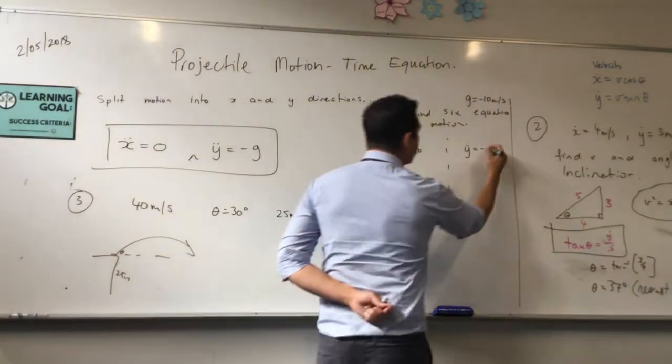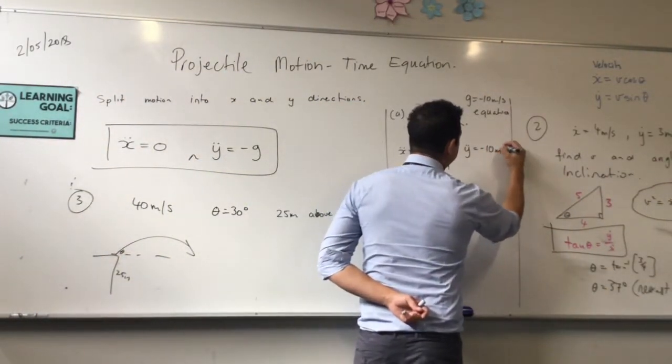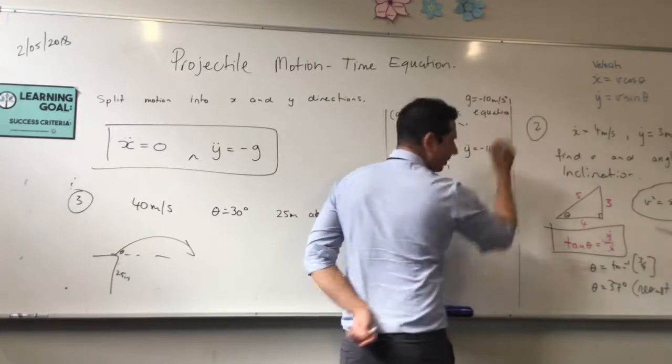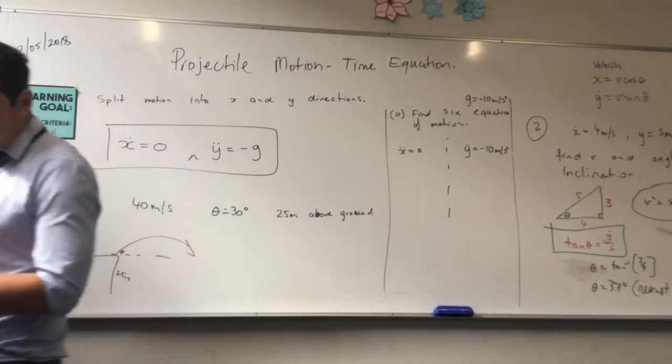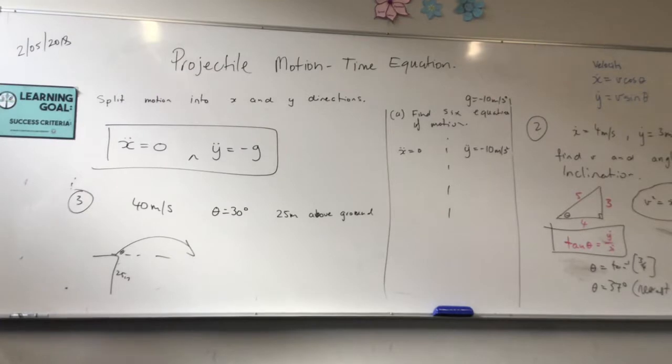So we can write negative 10 meters per second squared. That should be squared, because it's acceleration. Is it negative g, or 10 meters per second squared with the negative in front of it? It's negative g. It's negative acceleration because it's going down. But Y double dot equals negative g, so if you sub g in there, is it negative times negative?